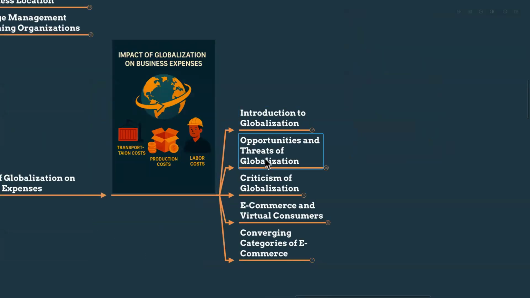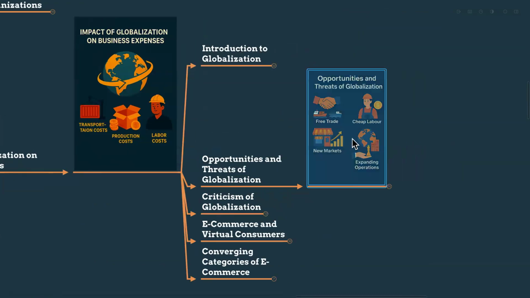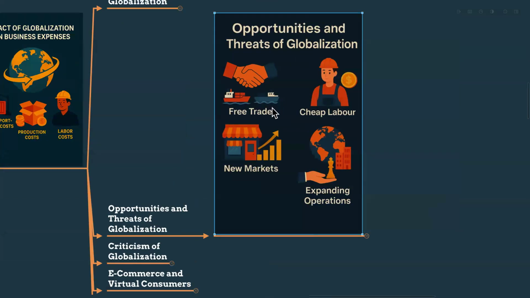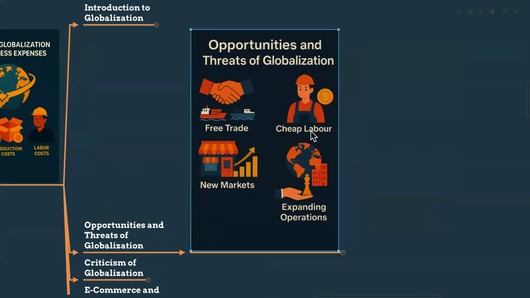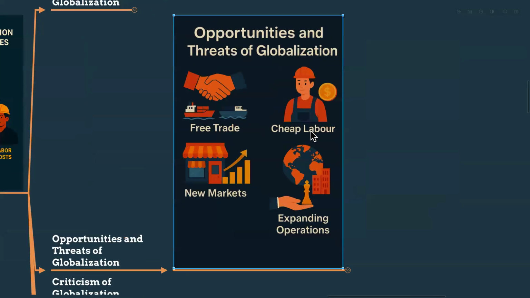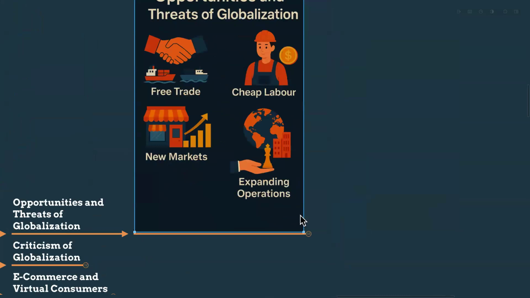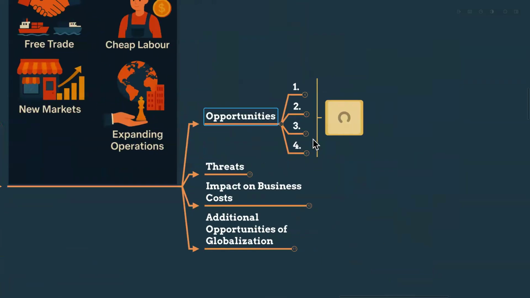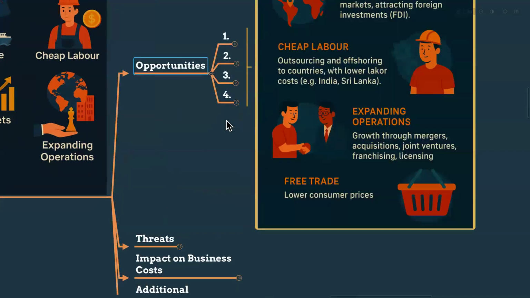At the same time, globalization creates opportunities as well as threats, because globalization is an external environmental factor. Sometimes we will have free trade because of trade agreements. We can have cheap labor, like the iPhone being manufactured in China as well as in India because of the cheap labor. And we can have new markets. Sometimes we can expand our operations to other countries. These are the opportunities. So let's see the opportunities of globalization first.